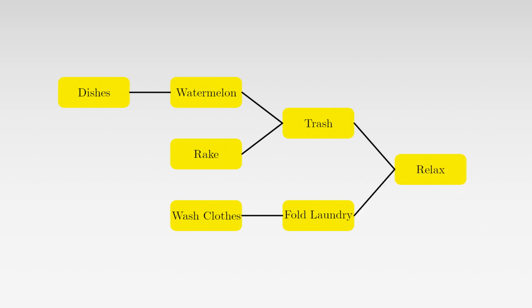This is a dependency graph, and more specifically, it's a directed acyclical graph, or DAG. We call it directed because the arrow of time dictates what order things happen in, and it's acyclical because there are no loops. If we needed to relax before taking out the trash, that would be a loop and there'd be no way to start a chore that we could actually finish the sequence in without violating a dependency.